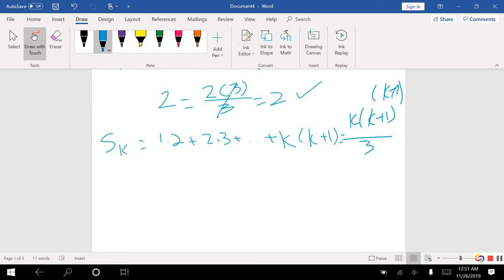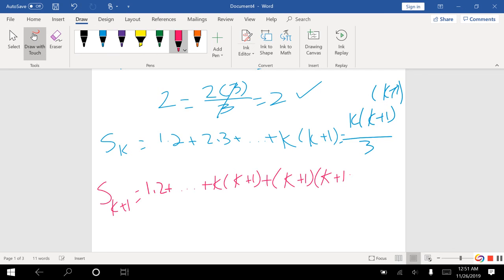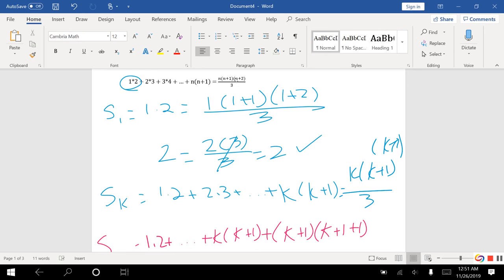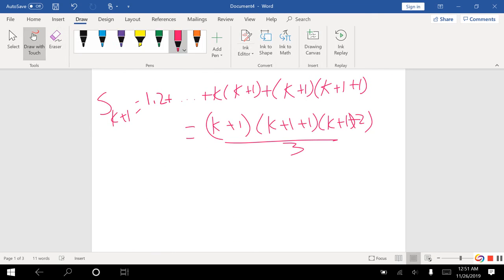Okay? Then, if this is true, the next step, k plus 1, should be 1 times 2 plus all the way to our k plus 1. And then the next term should be (k plus 1) times (k plus 1 plus 1). Okay? So that should be our next term. And that should equal (k plus 1) times (k plus 1 plus 1) times (k plus 1 plus 2) all over 3. So I'm just replacing n with k and then k with k plus 1.